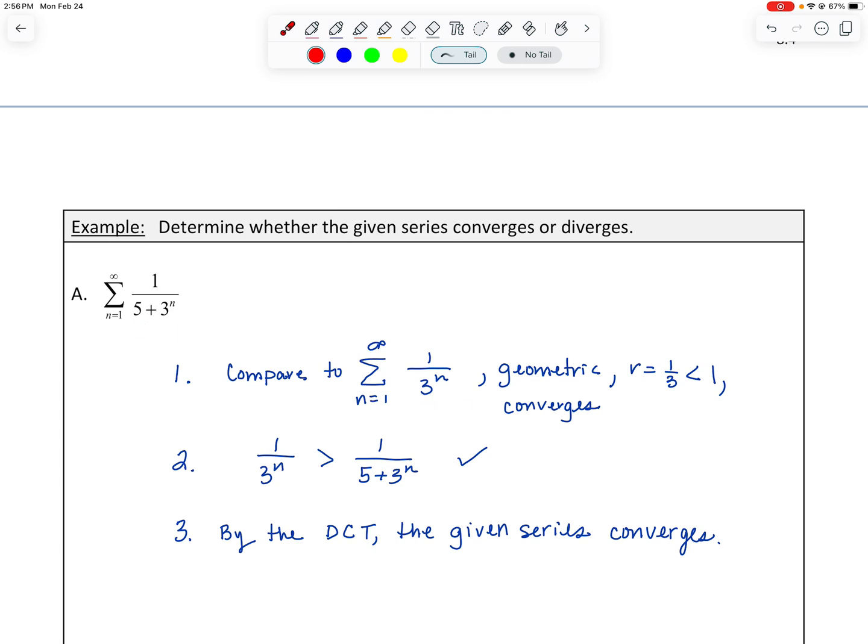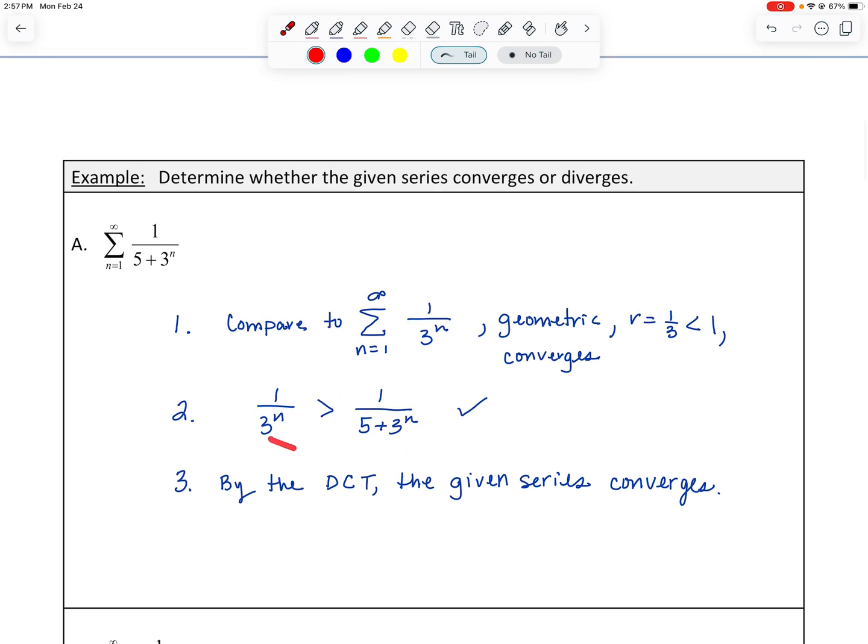How do you know? Why don't you just plug in a few values into each denominator and see which fraction's bigger or smaller. So it turns out that 1 over 3 to the n is larger than 1 over 5 plus 3 to the n. Remember, the bigger your denominator gets, the smaller the overall fraction will be. So that is a larger series, and we know that this converges as we write all the terms out, so automatically this will converge. So by the direct comparison test, DCT, the series converges.